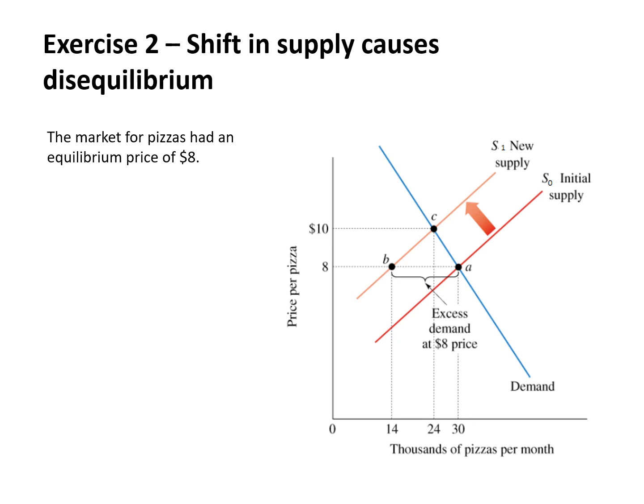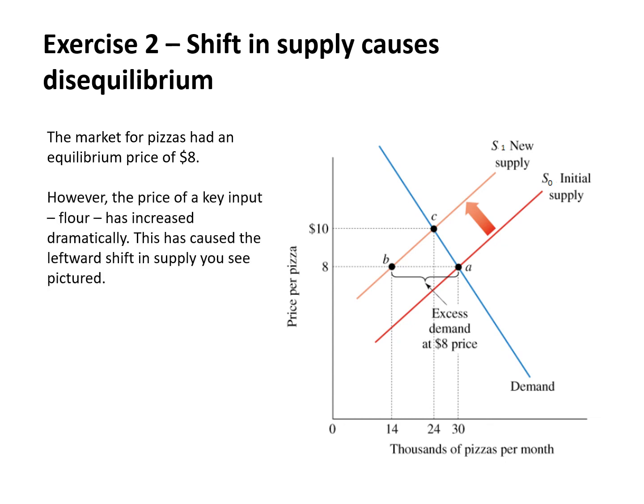Let us look at example 2, or exercise 2. Shift in the supply curve. The market for pizza has an equilibrium price of $8. However, the price of the key input, flour, to come up with the dough, has increased. So over here, what will happen? It will be costly for them to produce, so this will cause a shift of the supply curve. It will shift from S0 to S1. So there is a leftward shift over here, as you can see in the picture.